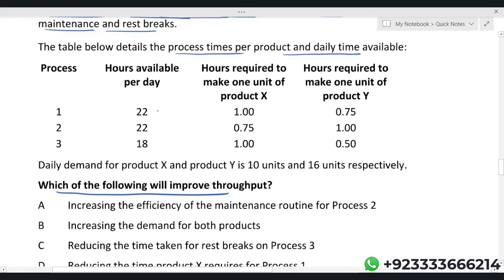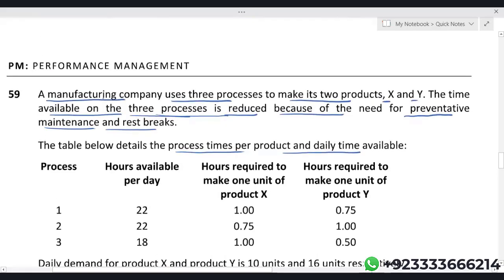Hours available per day is 22. Hours required to produce X and Y. Daily demand: X is 10 units and Y is 16 units. First, we need to identify which process is the bottleneck, because each product, X and Y, goes through 3 processes. By working on the bottleneck resource, you can improve your throughput accounting ratio.